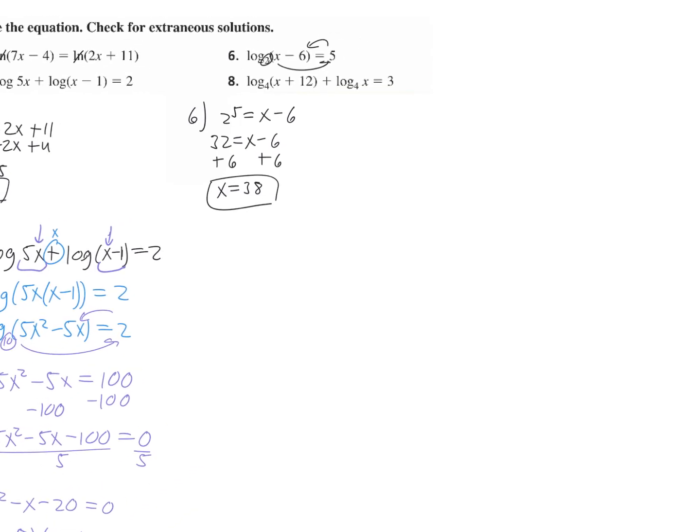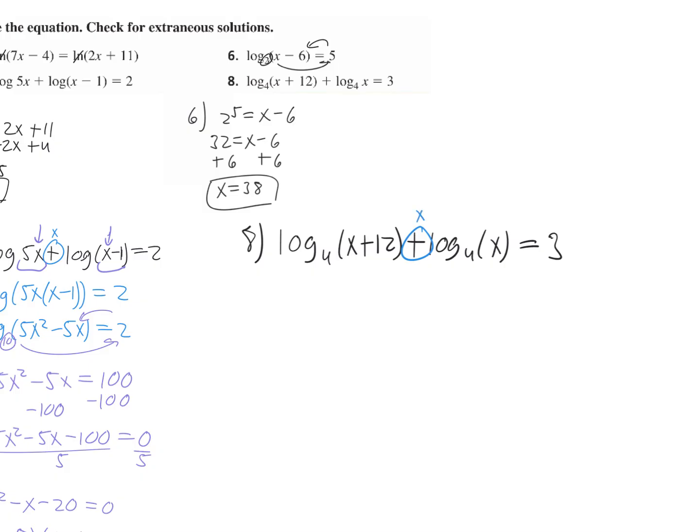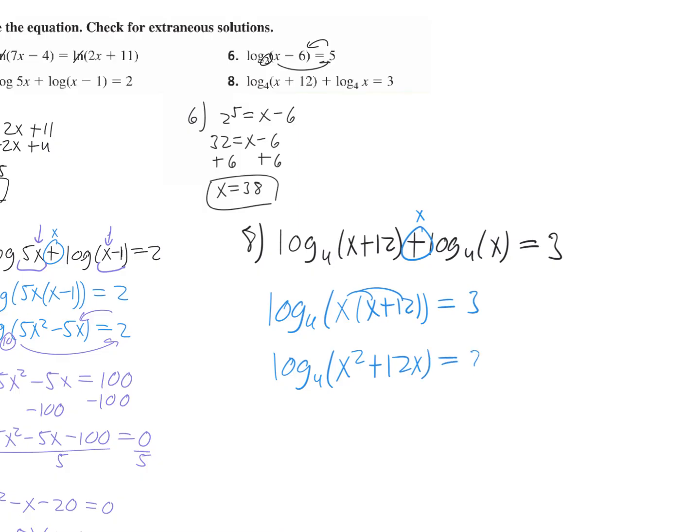All right, let's try the same thing with the last one. All right, this is another one that we can condense. So let me rewrite the problem. Now, once again, I have a plus between my logs. That means I'm going to multiply. So I get log base 4 of x times x plus 12 equals 3. And then x times x plus 12, I can distribute that x. So we get log base 4 of x squared plus 12x equals 3.